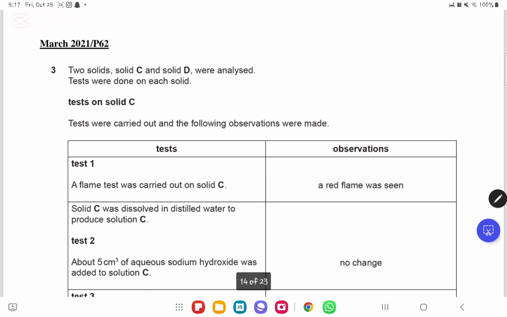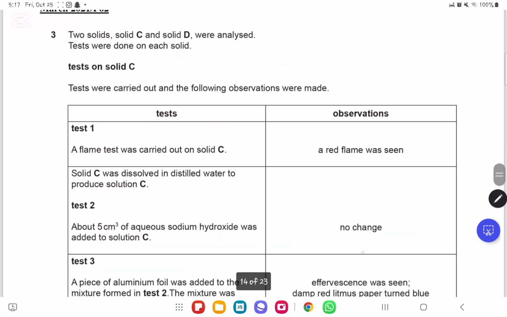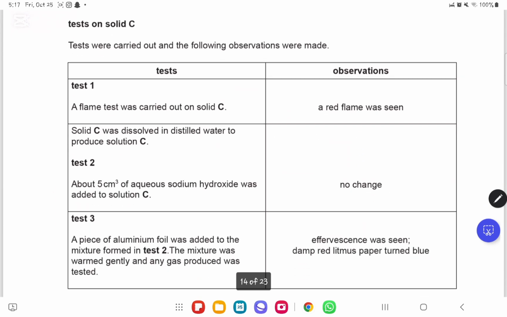Then we have past paper March 2021, page 62. So now let us see. We have two solids, solid C and solid D, that were analyzed. These are the tests done on each solid. For solid C, we did a flame test and we saw a red flame. That means this could possibly be Li+. The cation is Li+. Then solid C was dissolved in distilled water to produce solution C.